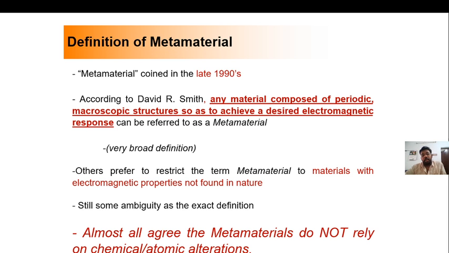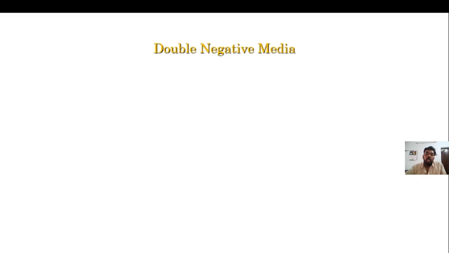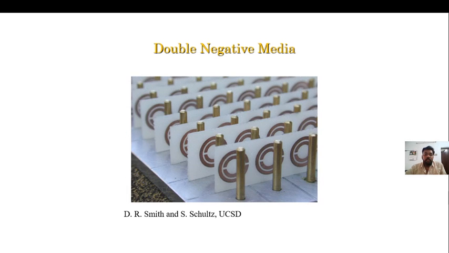And the next one is metamaterials. These metamaterials are man-made materials which do not have a natural property. That is, they have an unnatural property, such as negative permeability, and because of that a negative refractive index has evolved. So this is the double negative medium given by Smith.